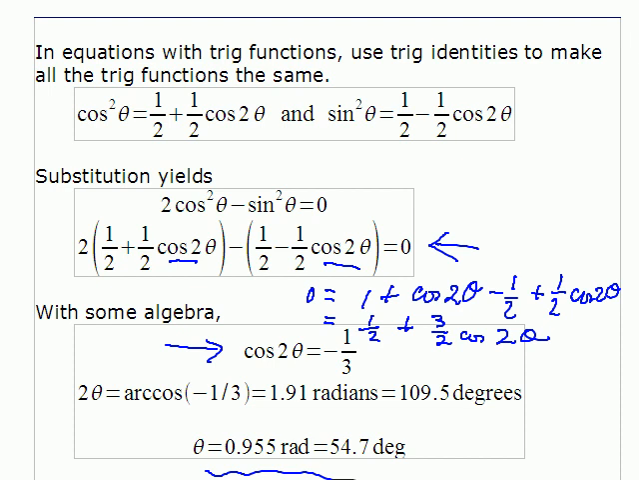Right, so can we solve that? Yes, we can take the arc cosine of both sides and we get 2 theta equals the arc cosine of minus 1/3. And from your calculator, that's 1.91 radians, or if you're working in degrees, it's 109.5 degrees. Divided by 2, you find out that theta is 0.955 radians, or 54.7 degrees. Now this is the value of theta that would set the strength equation to 0. I'm sorry, the derivative of the strength equation to 0.